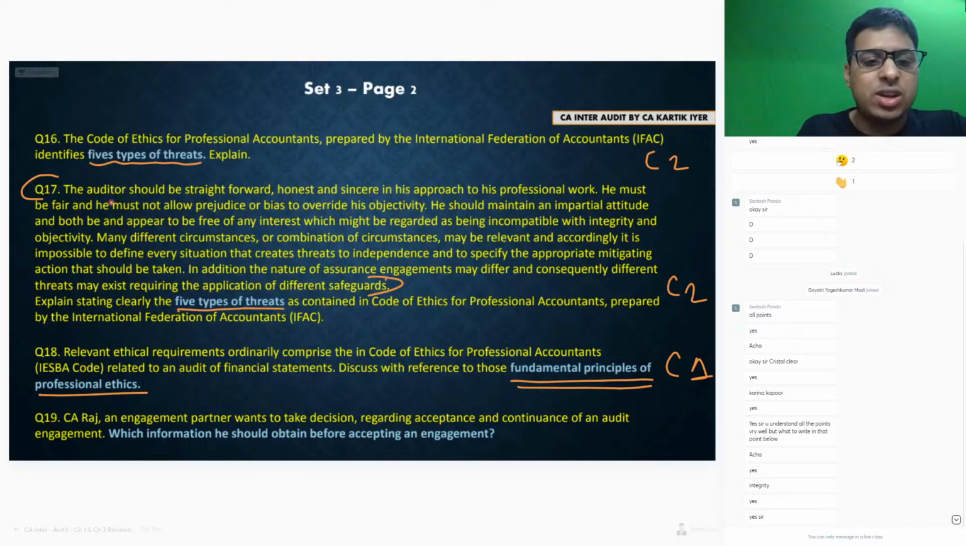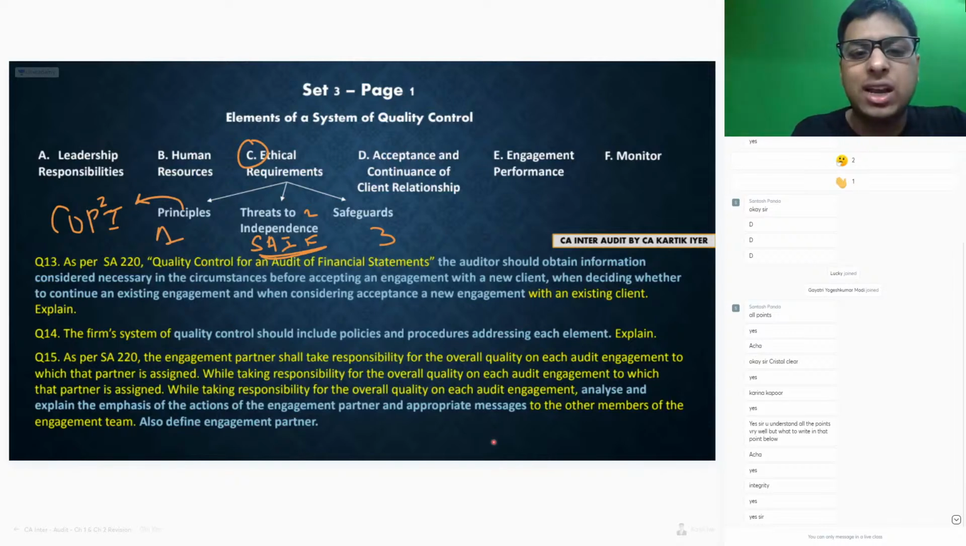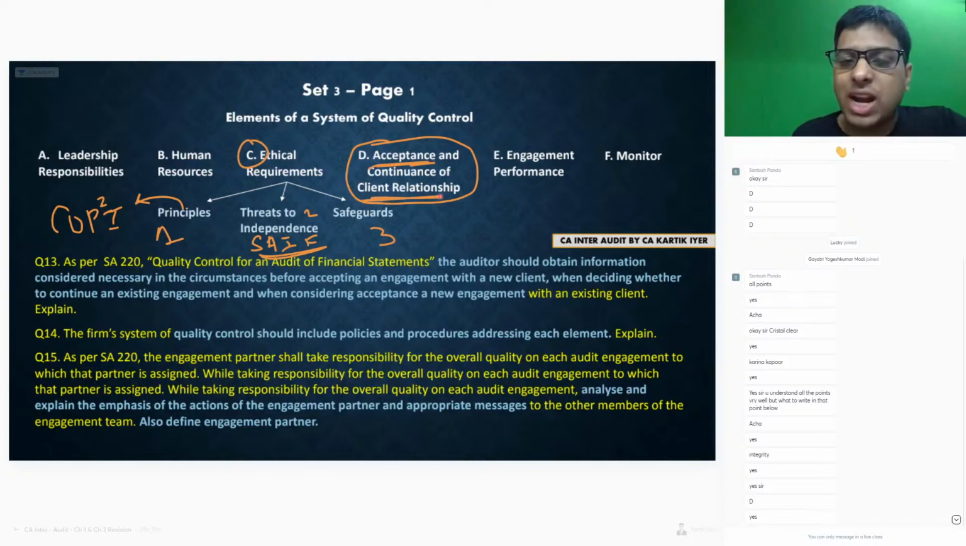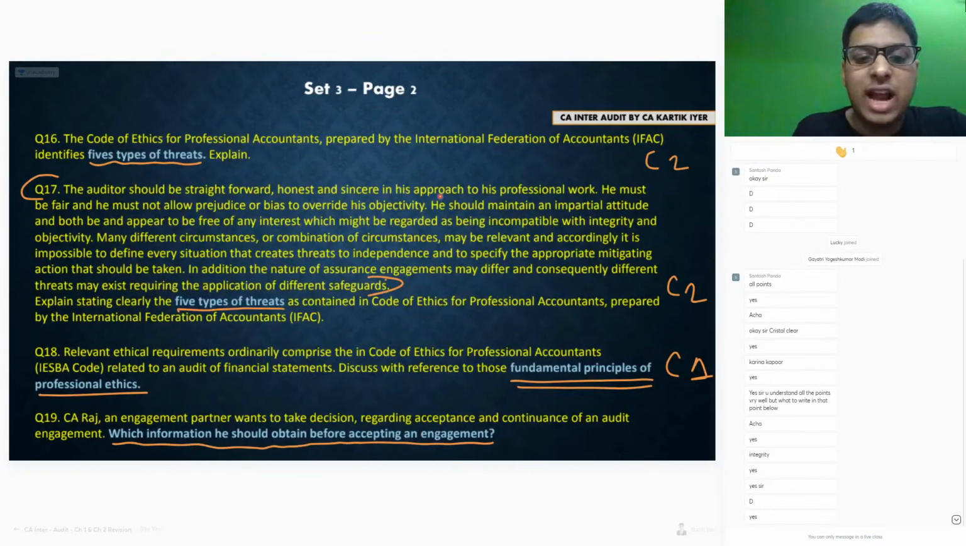The last question they have given you here is which information he should obtain before accepting the engagement. This is actually covered in D. I just want you to mark it. See this, acceptance of client relationship. So what information should you obtain to know that the client is a good person to work with? That is your answer number D. Very comfortable till here, very easy.